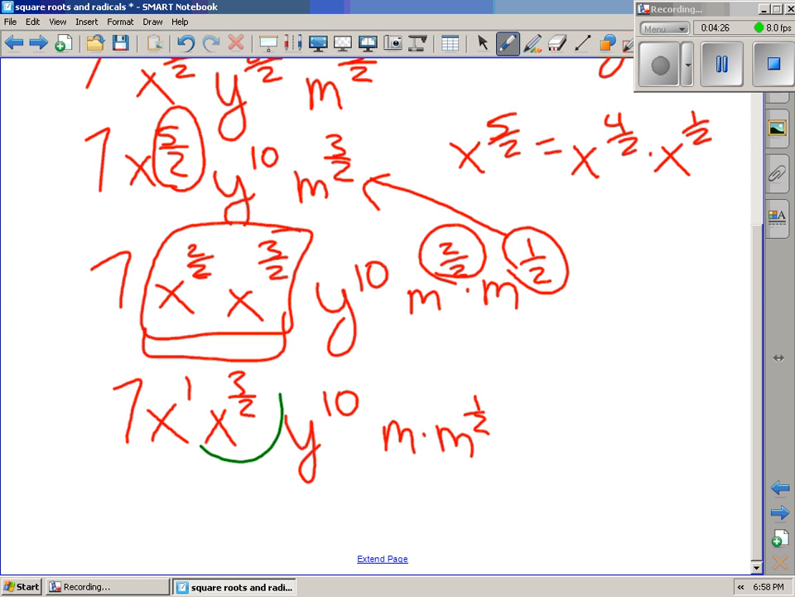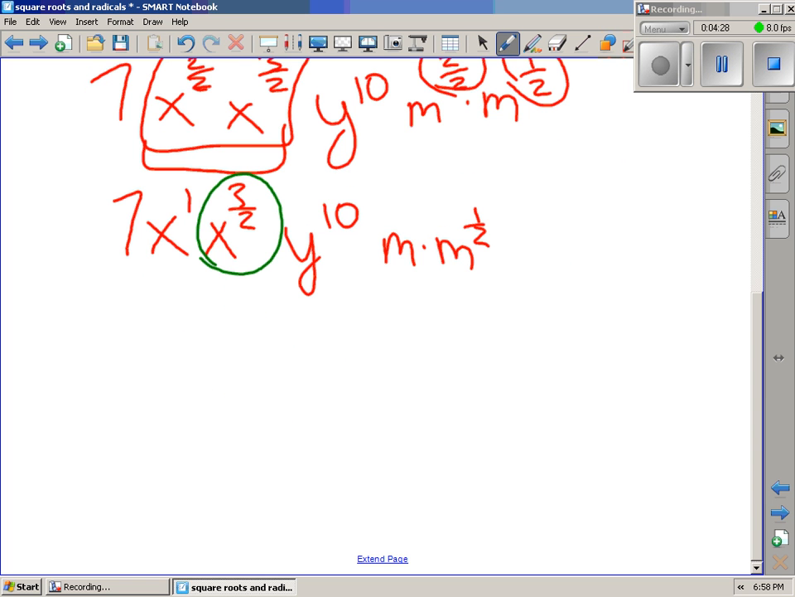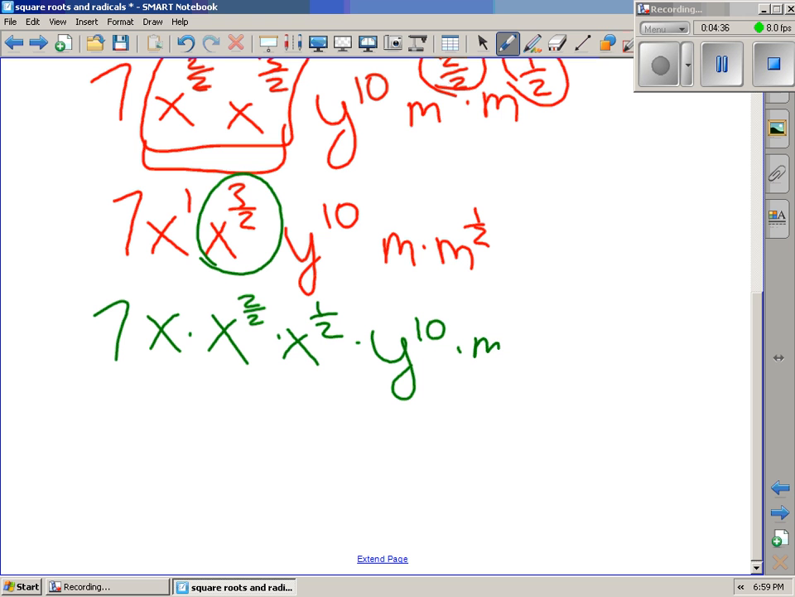And then I have to break this up again. So I get x to the 2/2 times x to the 1/2 times x to the 1st times 7 times y to the 10th times m to the 1/2. And again, I get an x to the 1st. Well, an x to the 1st multiplied by an x to the 1st, bases are the same, you add them up.